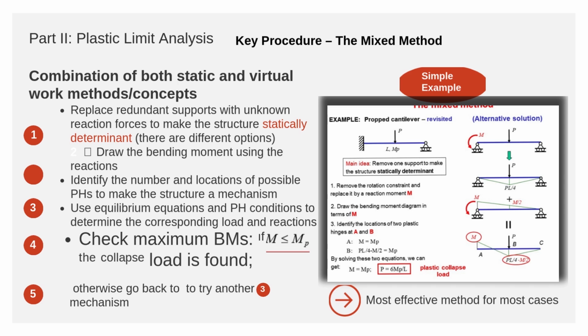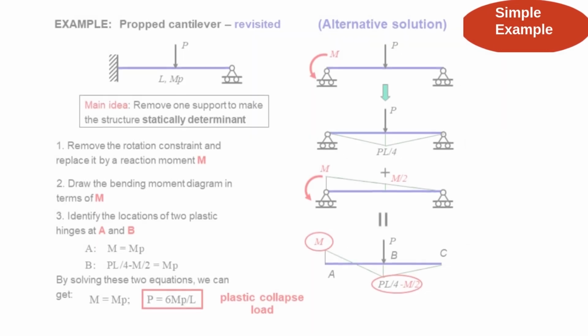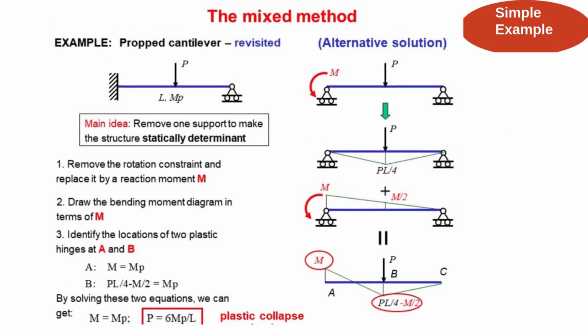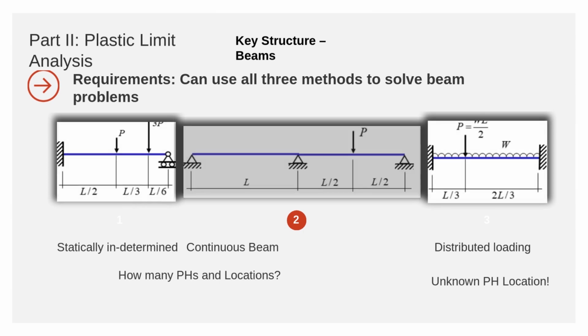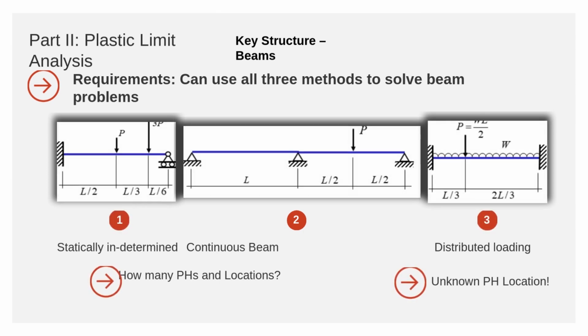Key structure, beams. Requirements, can use all three methods to solve beam problems. Figure 1 shows a statically indeterminate beam, Figure 2 shows a continuous beam, and Figure 3 shows distributed loading. Should find out how many PHs and their locations, and unknown PH location.